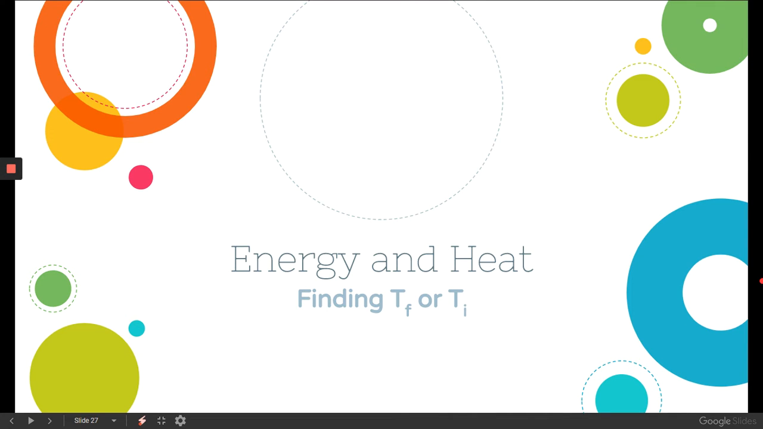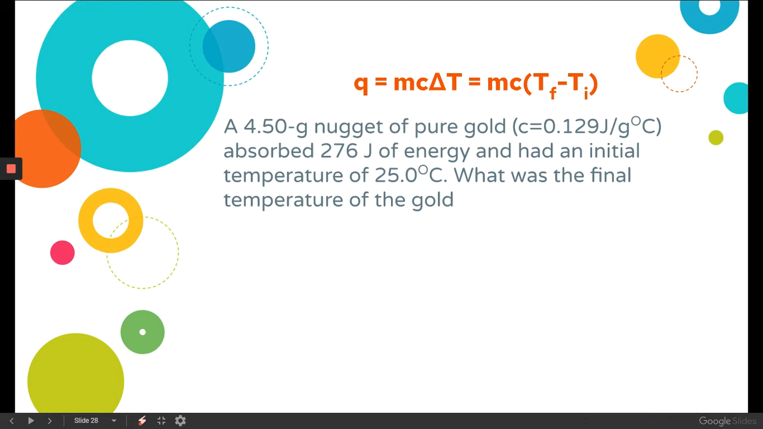We're wrapping up our energy and heat discussion using the equation Q equals mc delta T. We're going to look at the trickiest scenario for this one, where we have to try and find the final temperature or the initial temperature of a substance. So again, in orange, we have our two ways of writing this equation.